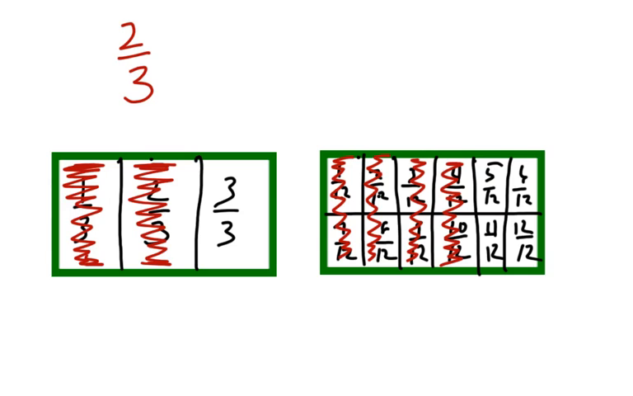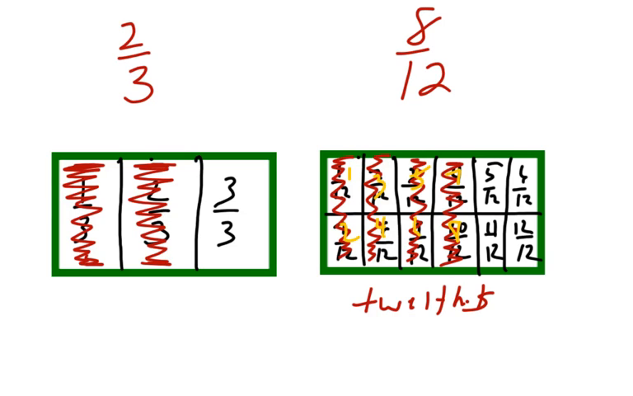Now, on this fraction, I shaded in the same amount of space, but remember that this is cut into 12ths. So when I look at this, I have, change colors, 1, 2, 3, 4, 5, 6, 7, 8. So I have 8/12ths. And we can say that 8/12ths is equal to 2/3 because they both take up the same amount of space.